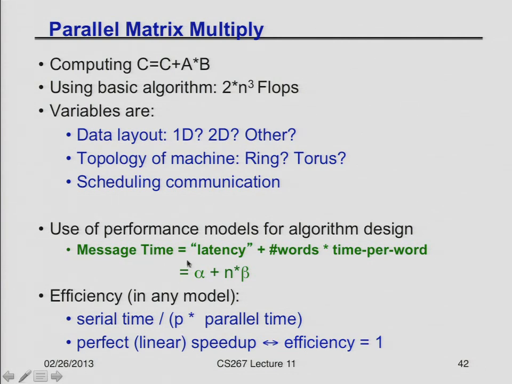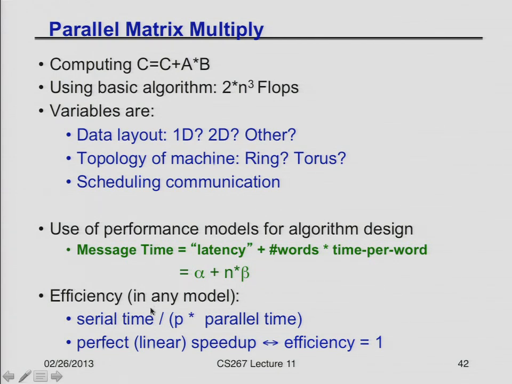So what am I going to do? I'm going to count the number of messages. And for each message, there's a latency cost, the cost for packing the message and pushing it into the network. And I'm also going to count how many words are in the message, that's n, and I'll multiply that by the time per word, or the reciprocal bandwidth. So I'm going to count flops, count the number of messages and multiply that by alpha, and count the number of words and multiply that by beta. So we remember the notation.